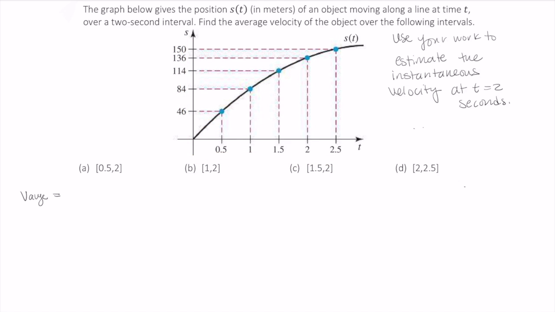So at t equals 2 seconds, the object has traveled 136 meters. And at half a second, it had only traveled 46 meters. So we're going to subtract those to find the change in position. And to find the change in time, we need to subtract from 2 seconds half a second. And this gives us 90 divided by 1.5, which yields 60.